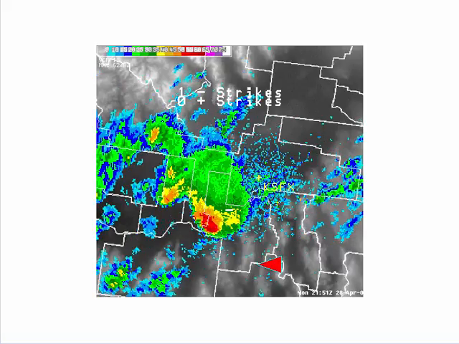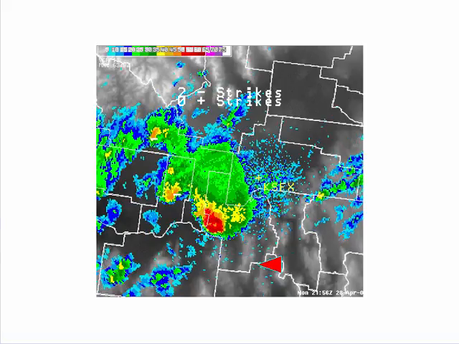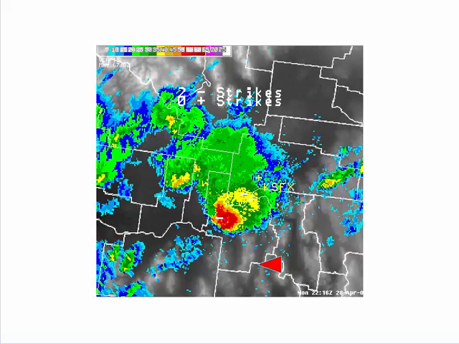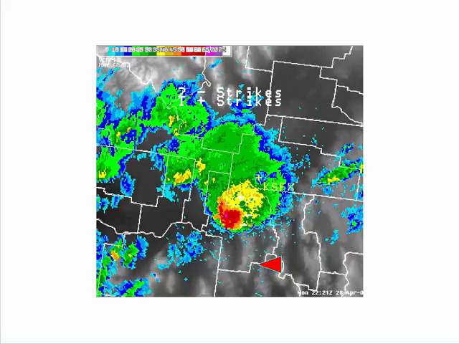Takes on sort of an HP look to it, although it's not really an HP, but it doesn't really have any good circulation signatures. There's no mesocyclone at this point or anything on the radar. As we go along here, we come down into the valley, and as it comes down into the valley, we begin to develop a small inflow notch here.